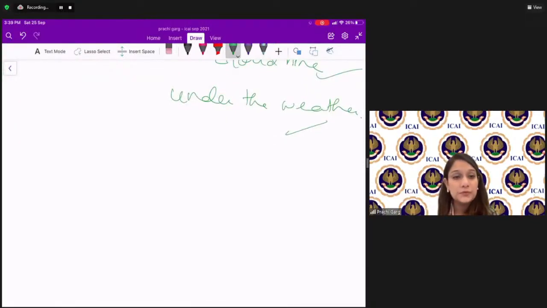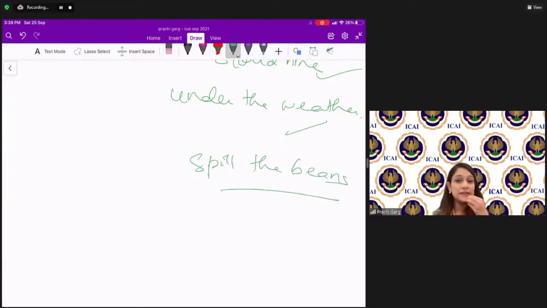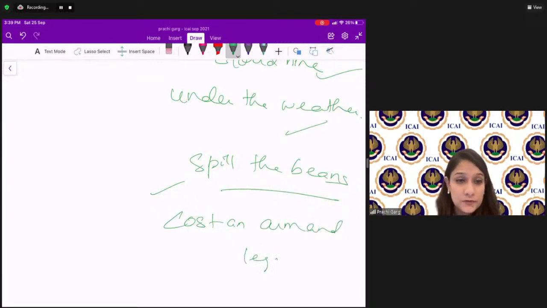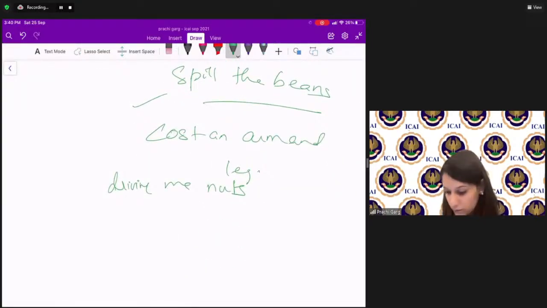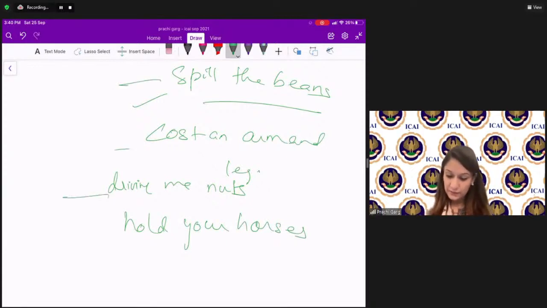Now, if I give you an example, spill the beans. What does this mean? Can you guess the meaning of this phrase? Can you find out the meaning? Can you tell me the meaning of this idiom? Spill the beans, cost an arm and a leg, driving me nuts, and hold your horses.